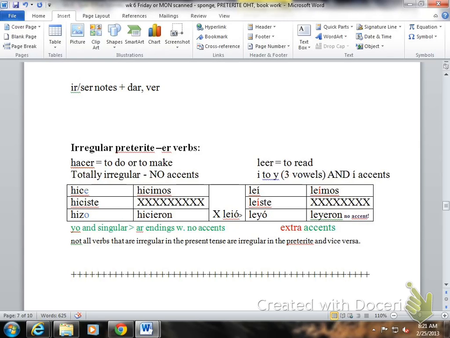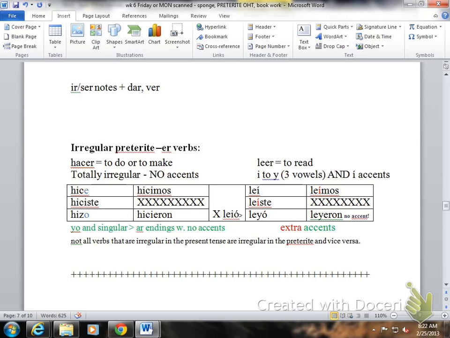Anybody notice anything with those accents? So the yo form and the él/ella/usted form don't have any accents because it's technically AR endings with no accents for the verb hacer. So iste, imos, ieron are ER and IR endings, but e and o for the yo form and the él/ella/usted form are AR endings with no accents. If that helps you remember, go for it. Everybody okay with that?